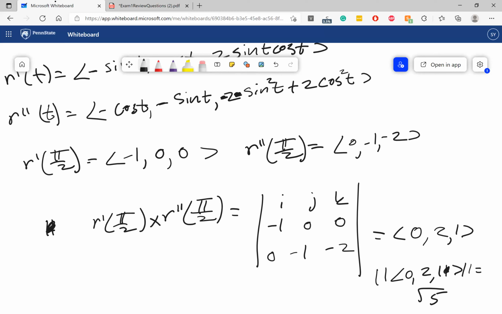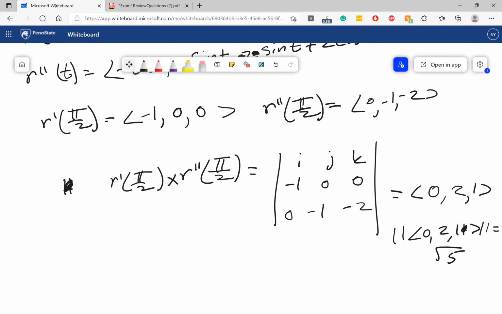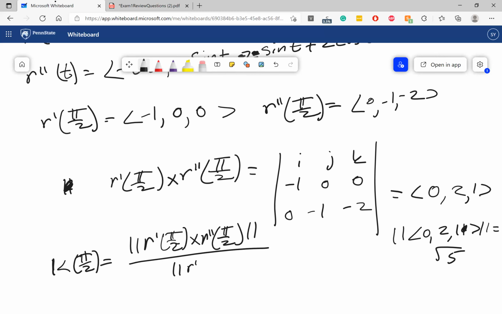And that's going to be your curvature, because the curvature is this thing. So the curvature of pi over 2 is equal to the magnitude of r prime of pi over 2 cross r double prime of pi over 2 over the magnitude of r prime of pi over 2 cubed. But because that r prime is just this vector, negative 1, whatever, its magnitude is 1. So this is just going to be the square root of 5. Any questions?